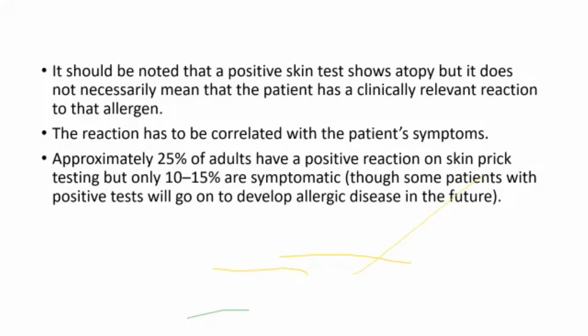So as you could see, the clinical relevance is only when the test is positive and correlated with the patient's symptoms. So 25% of the adults have a positive reaction on skin prick testing, but only 10 to 15% are symptomatic. So almost 10% is the difference between these two. Some patients with positive tests will develop the disease in the future. That is also there.